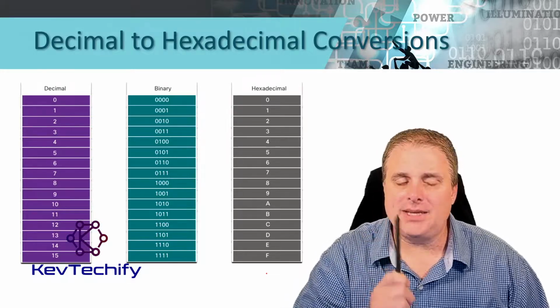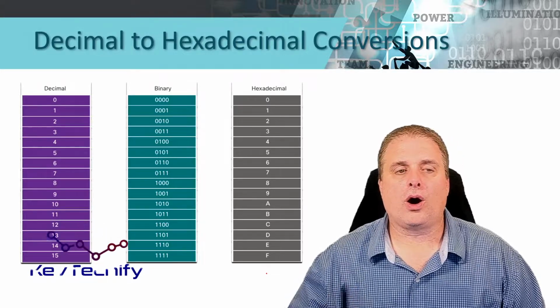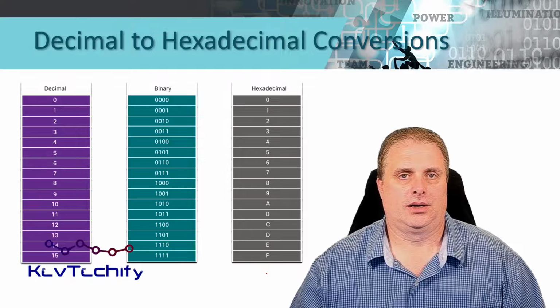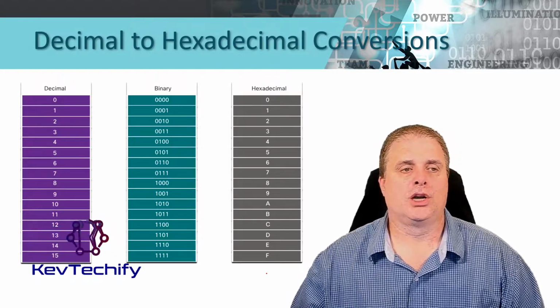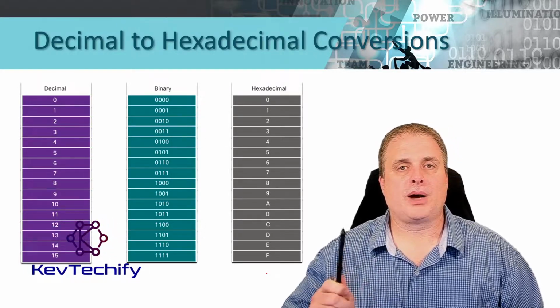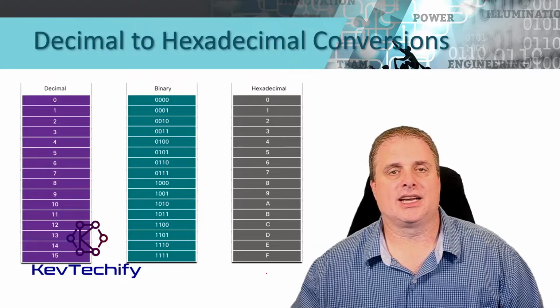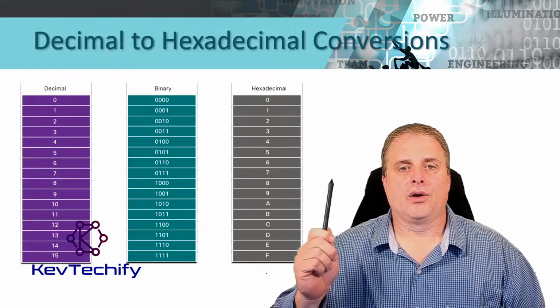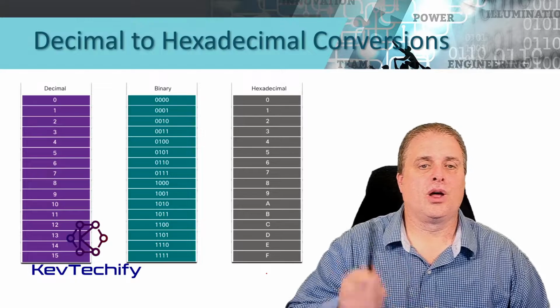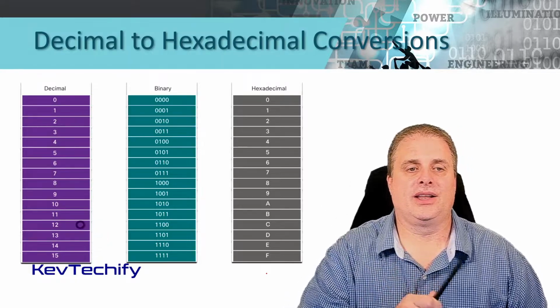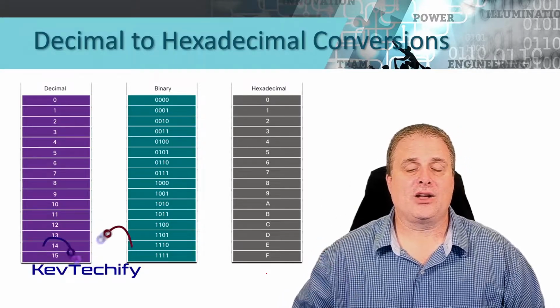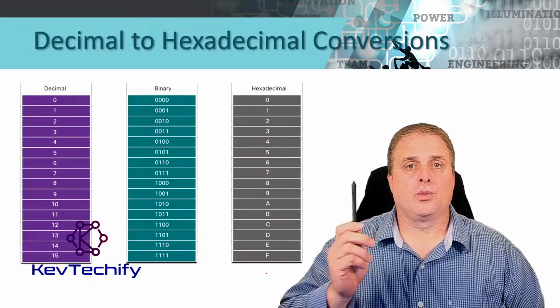The key, the big secret here, is to always go to binary. That helps so much when you convert from decimal to binary and then to hexadecimal. Or you go the other way. If you're going from hexadecimal to decimal, always convert into binary and then take that step. That helps you get there.